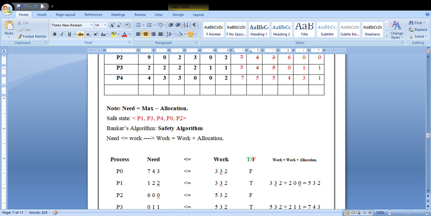At the end, what is the value? 10, 5, 7. This is the final available value. Always keep that in mind. Your total available value will become your total resource value. Always it will be matched.